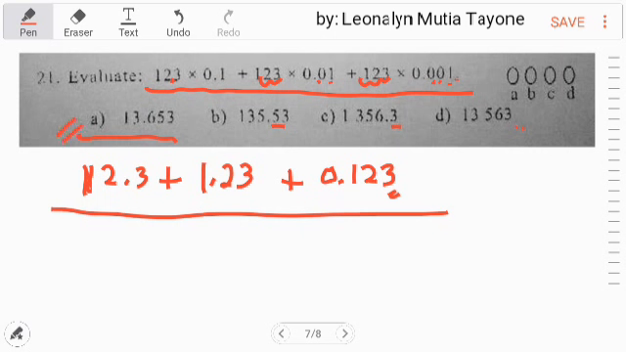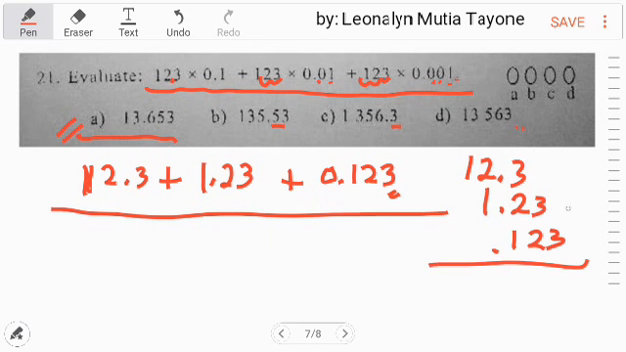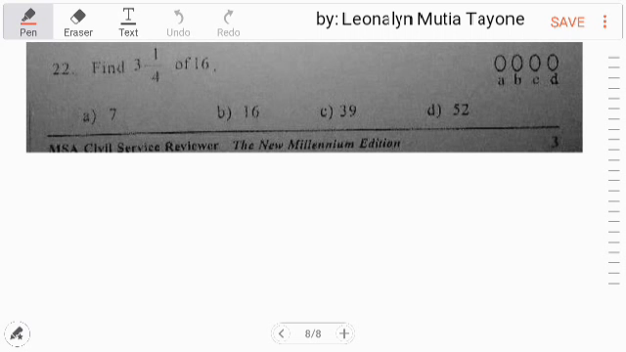Kung gusto nyo isa-isahin, isa-isahin natin. This is 12.3, 1.23, 0.123. So, dito, bring down mo lang si 3. This is 5. And this one is 6. Then, 3. And then, 1. Tapos, ibaba mo si decimal. I-align mo si mga decimal points. So, ang sagot dito ay 13.653. Letter A.